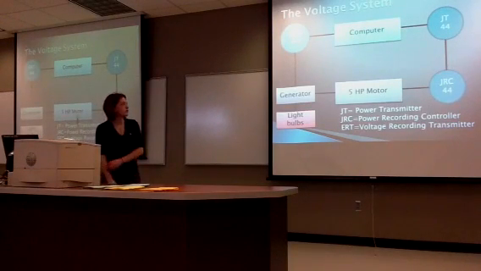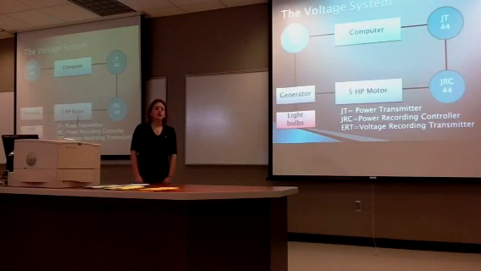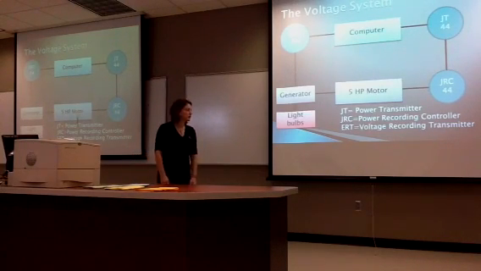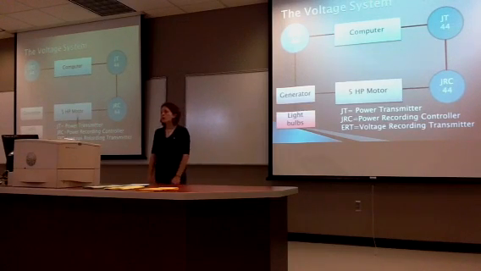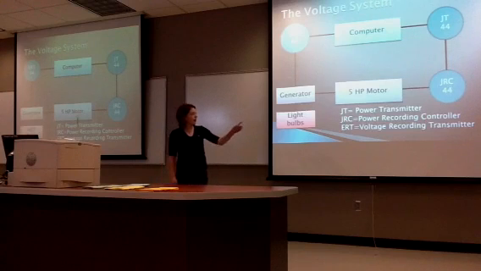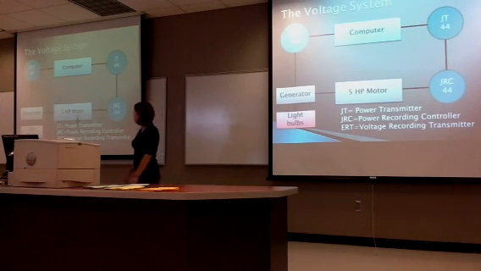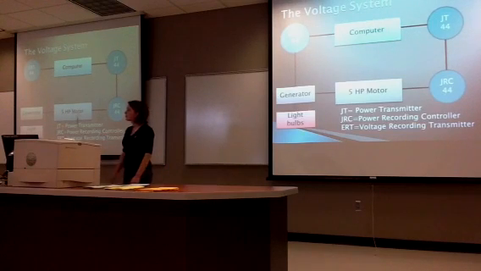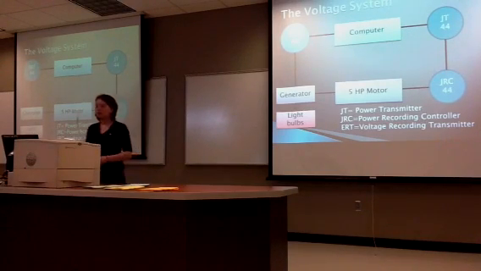Here is a diagram of our system. From the computer, it goes through some power transmitters and power recording controller to a 5 horsepower motor where it generates that power. That power goes to the generator where it gets turned into electrical energy, which then lights up the light bulbs, and that voltage is read by the voltage recording transmitter, which gets sent back to the computer and to the user.